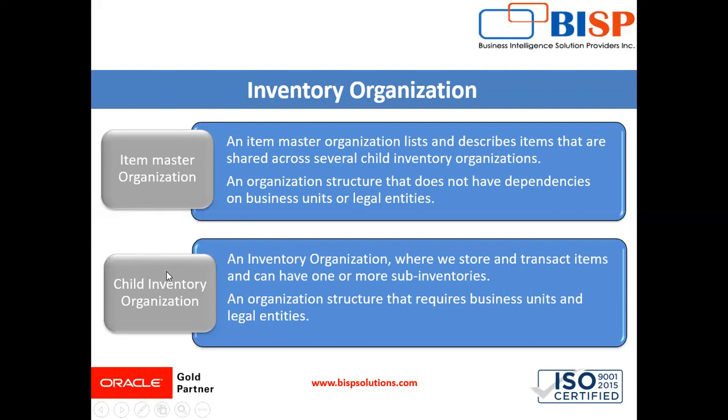Now the child inventory organization is where we store the item and transact the item to the warehouse and the distribution center. An inventory organization can have one or more sub inventories. Now the structure of a child inventory organization, or simply an inventory organization in the application, requires business units and a legal entity, because this inventory organization is a physical and real inventory where the stocks are maintained.